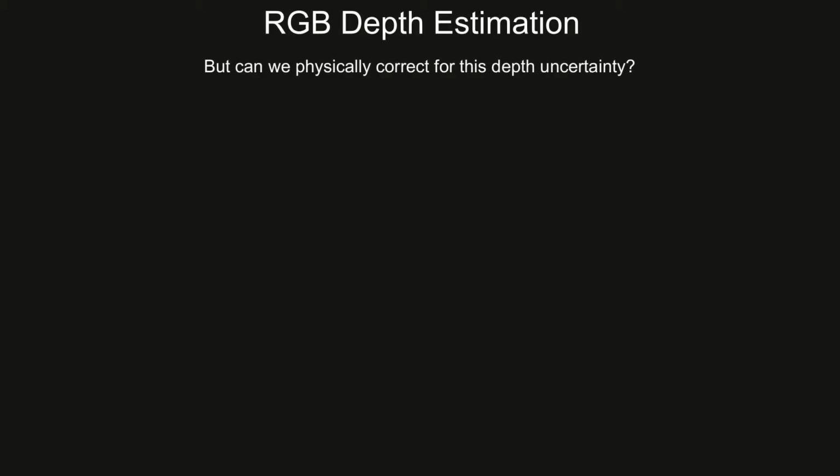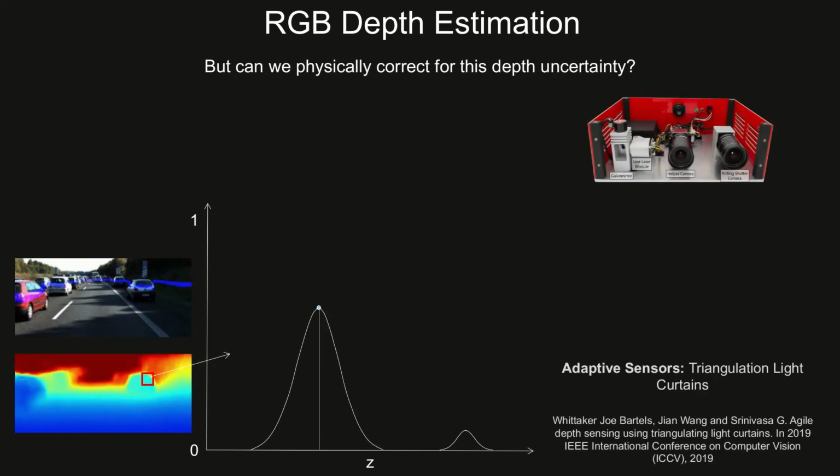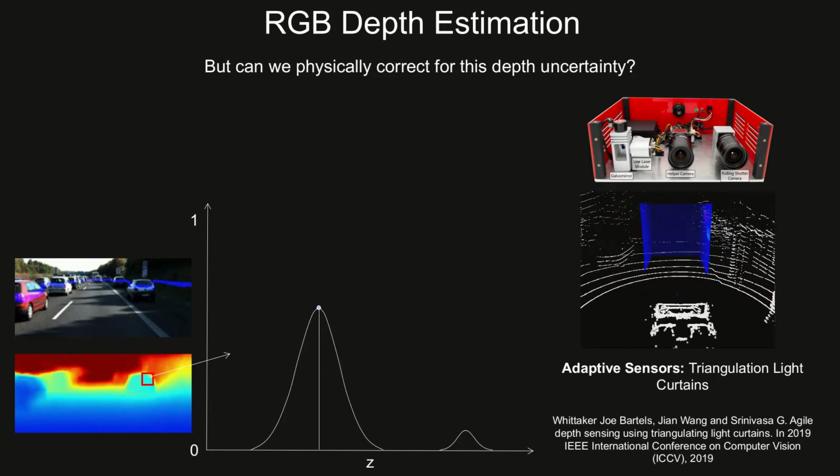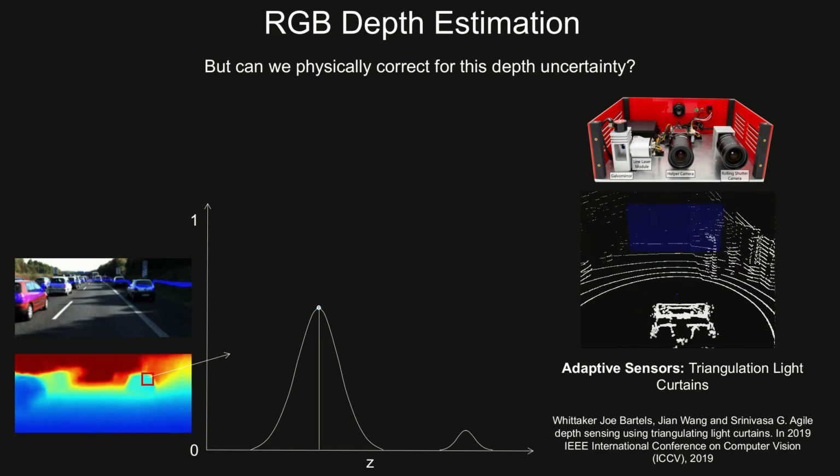We wanted to ask, can we physically correct for this uncertainty? If we look at this pixel and we grab the depth distribution, could we sense specific depths in the scene and reduce those uncertainties? It turns out that we can, with a type of adaptive sensor introduced in 2019 called Triangulation light curtains. This sensor lets us sample specific depths across a scene at high speed and resolution with a low cost via placement of a 3D ruled surface. So let's see how this sensor works.